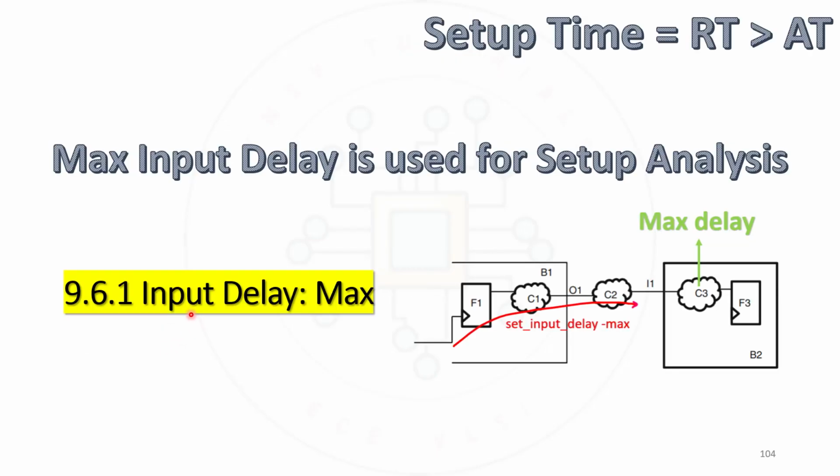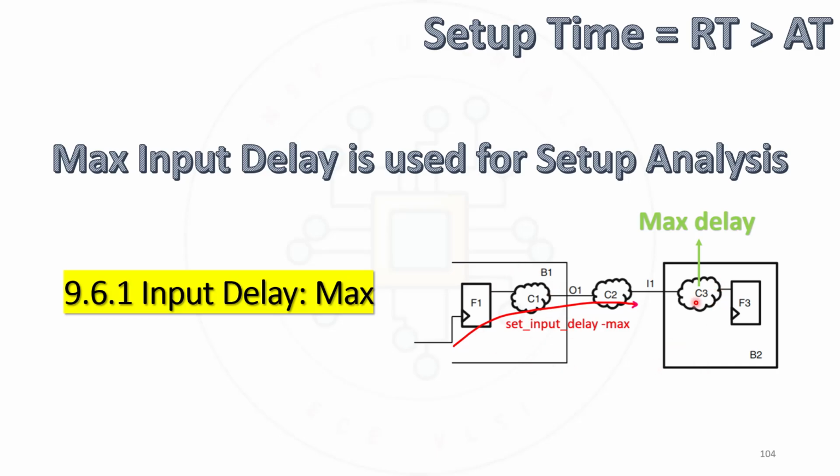Coming to the first scenario, input delay max. This is set input delay hyphen max. We already know max input delay is used for setup analysis, and this condition should get satisfied. Setup time means required time should be greater than arrival time, then only we won't get any setup violation. And this is the particular figure that we are going to use for the analysis.